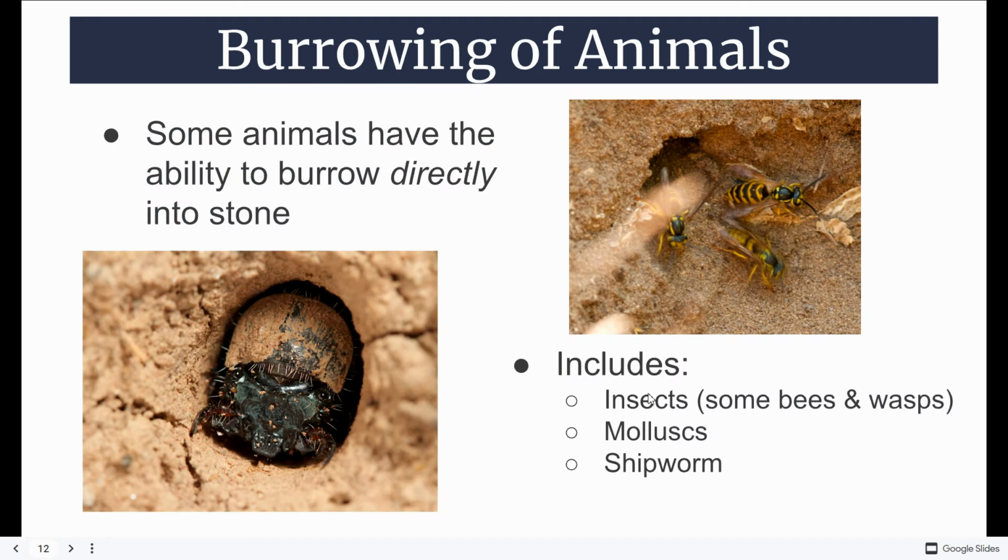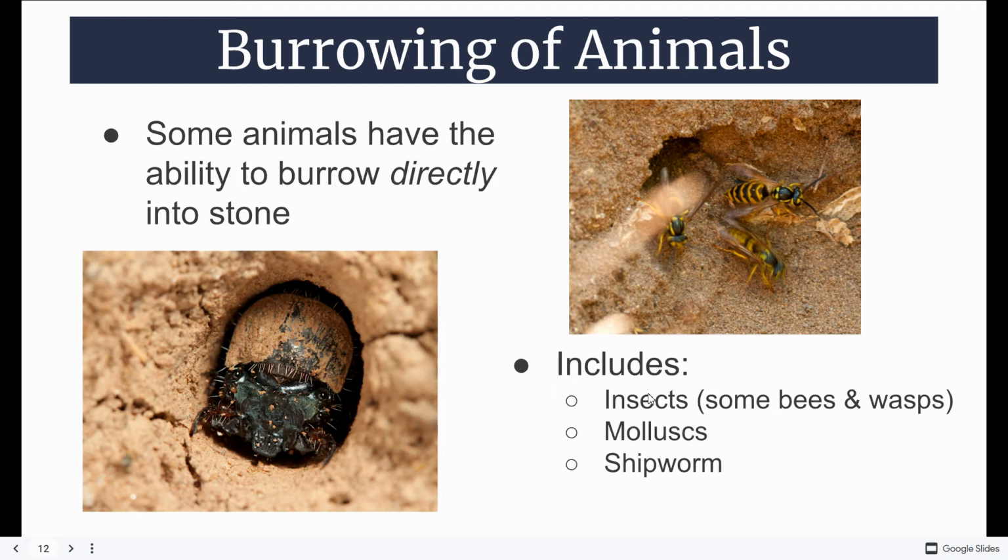Burrowing of animals is kind of the same concept. Some animals can actually burrow directly into the stone. Others may burrow underneath it and cause instability. So these are some images of some animals that are actually burrowing into the stone rocks.